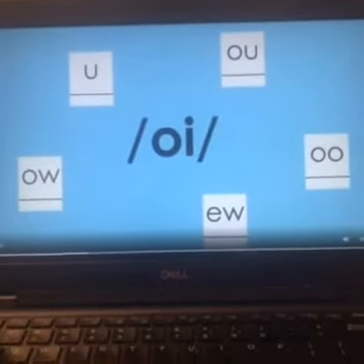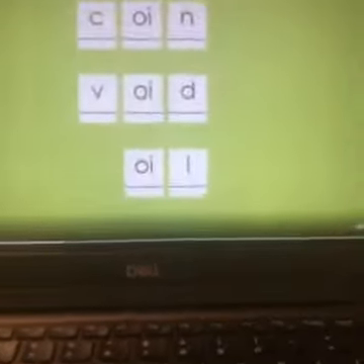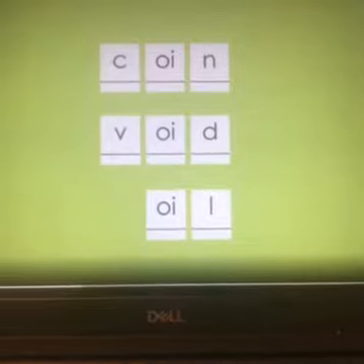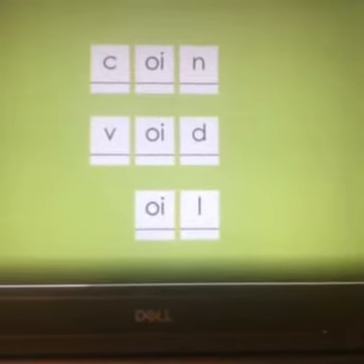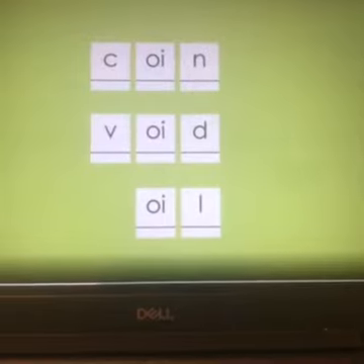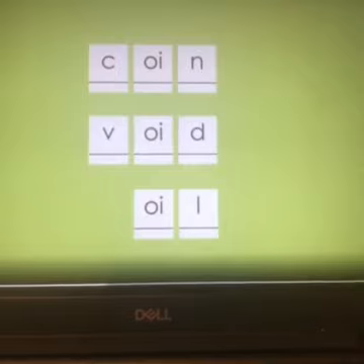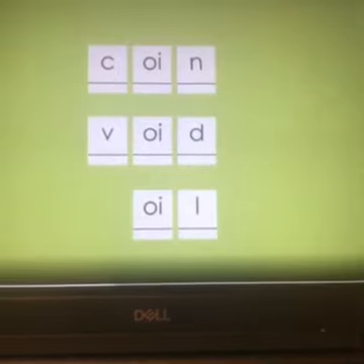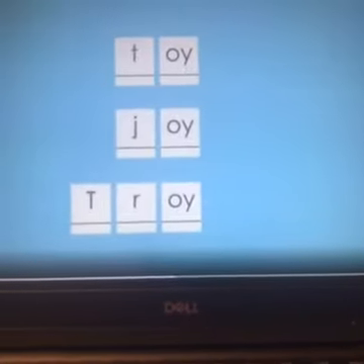Let's learn more about these 2 spellings by analyzing some words. First, let's focus on words where the oi phoneme is spelled with O-I. As I build these words, see if you can spot a pattern. K, oi, n, coin. V, oi, d, void. Oi, l, oil. Now let's focus on the next spelling, O-Y.